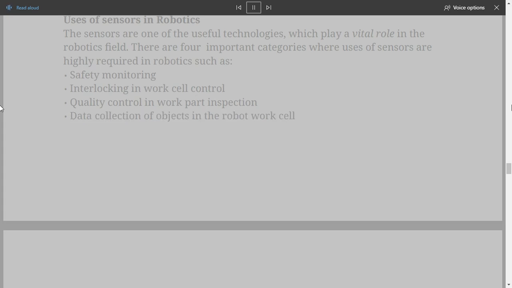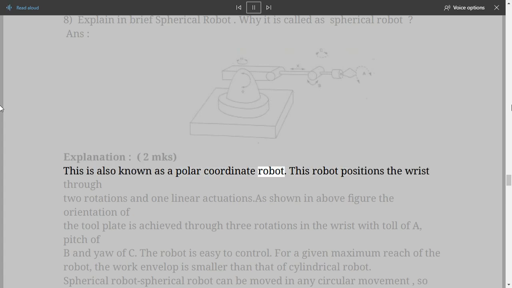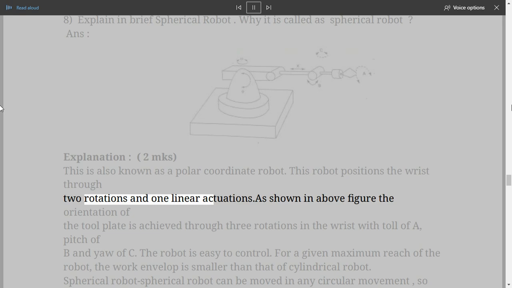8. Explain in brief spherical robot. Why it is called a spherical robot. ANS. Explanation, 2 marks. This is also known as a polar coordinate robot. This robot positions the wrist through 2 rotations and 1 linear actuation.